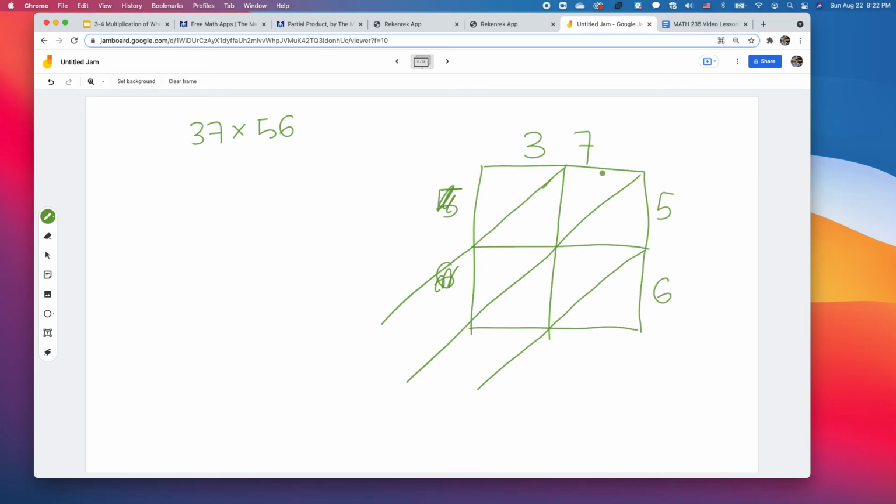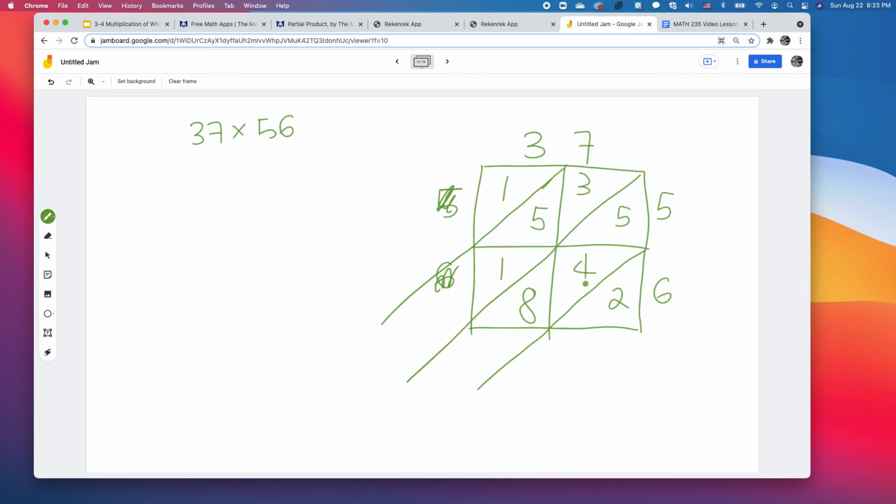So for example, this square is the intersection of what? 7 and 5. So you multiply these numbers, 7 times 5. The tens digit goes up here, the ones digit goes down here. So 7 times 5 is 35. And this square here is the intersection of 3 and 5. 3 times 5 is 15. Right? And this square is the intersection of 7 and 6, 42. This one here is 3 and 6, so 3 times 6, 18.